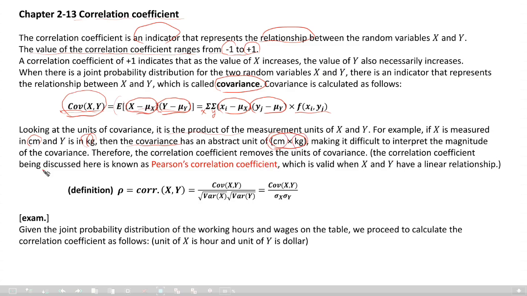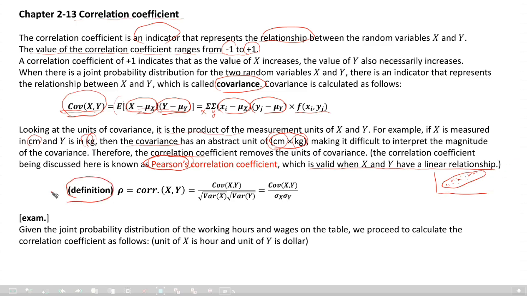The correlation coefficient discussed here is known as Pearson's correlation coefficient, which is valid when X and Y have a linear relationship. A linear relationship is like this: as X increases, Y increases, not necessarily exactly, but increasing this way. This is a linear relationship between X and Y.